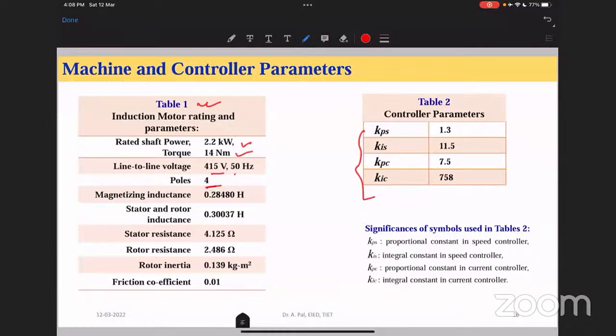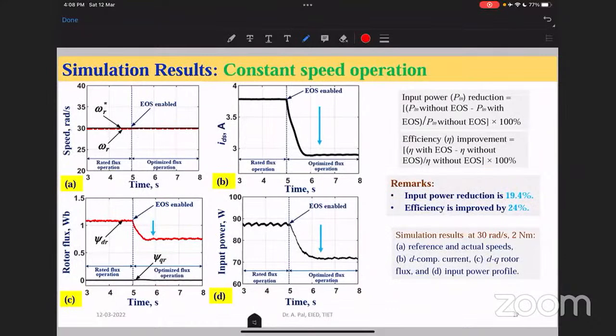So now coming to the result part. These are some simulation results I want to show you. The machine is operated, let's say, at a speed of 30 radian per second, with a load torque of 2 Newton meters. Figure A shows the speed response, and it demonstrates accurate speed tracking performance even after the efficiency optimization strategy is enforced. So that is verified through the simulation result.